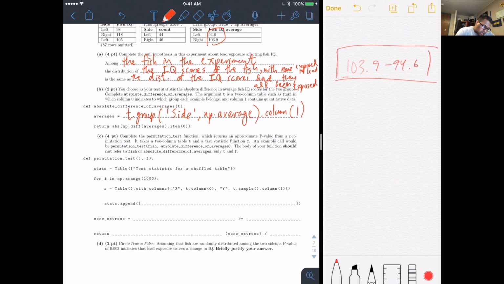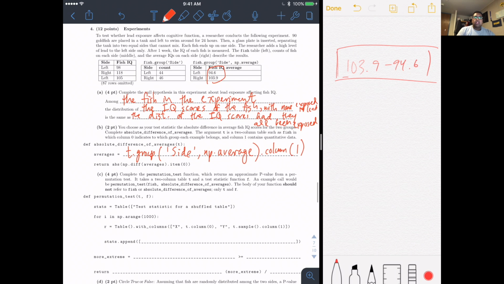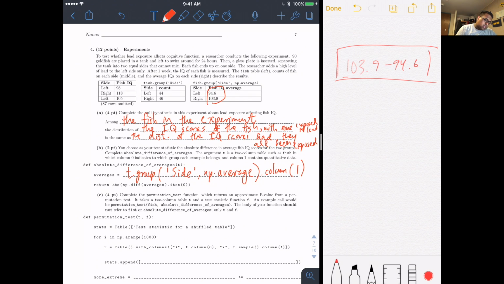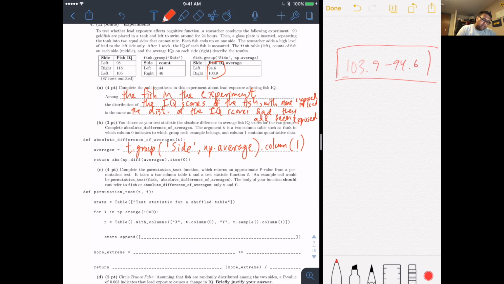And then second to last, we have to complete this permutation test function, which will return a p-value from a permutation test. It takes in a generic table and a test statistic function f. So in this case, we're not hard coding with the fish table and the absolute difference of averages function. We're just going to code it in terms of some general table T and some function f, right?